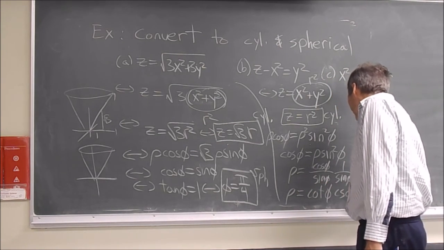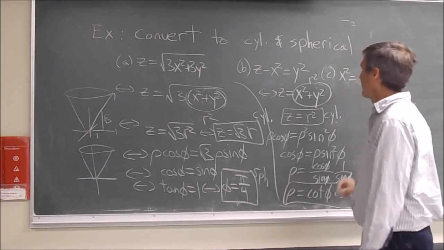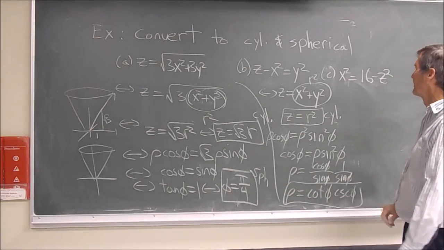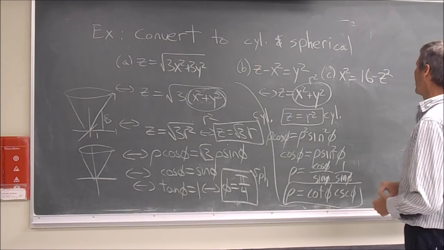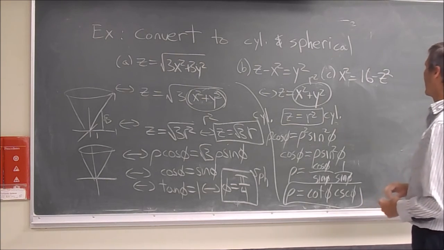That is a nice way to write this in spherical coordinates. Well, how about this last one? x squared equals 16 minus z squared.